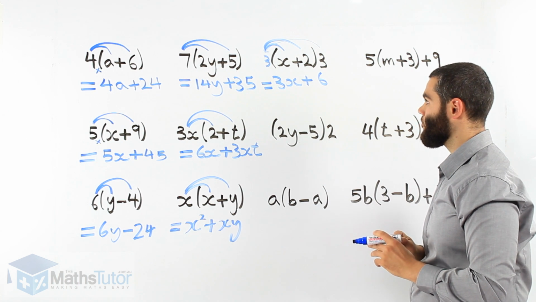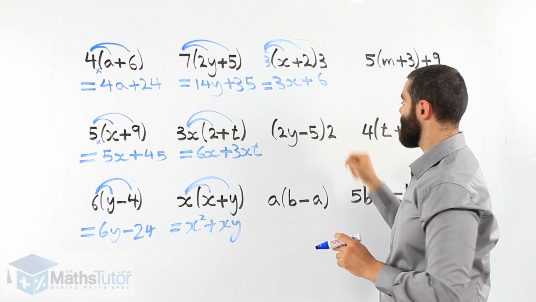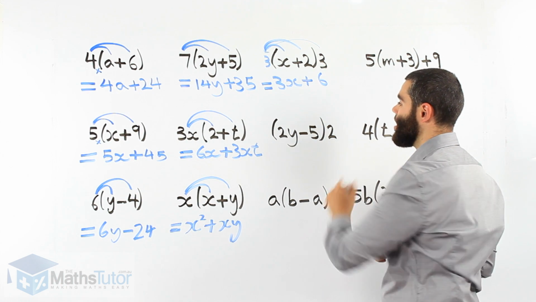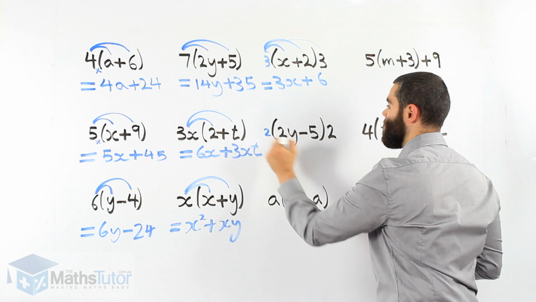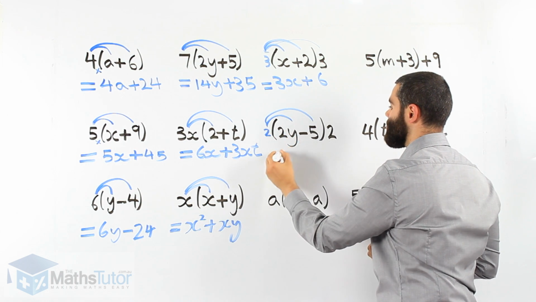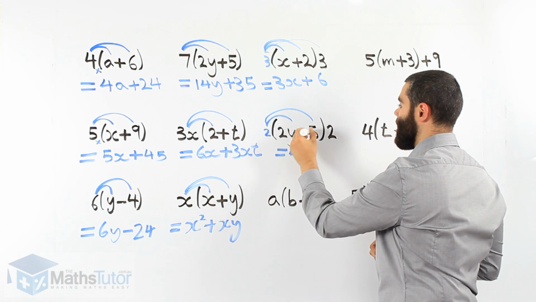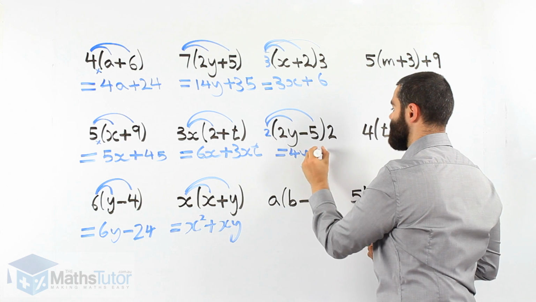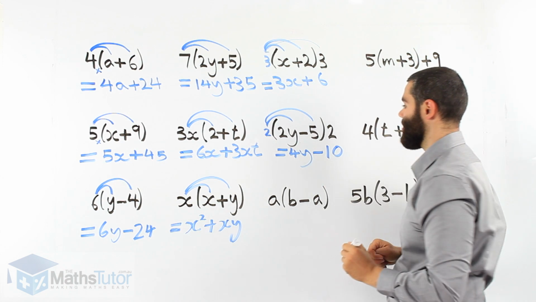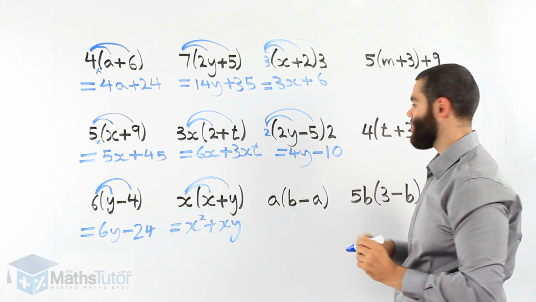Here, 2y minus 5 in brackets times 2. Again, the 2 is on the other side, just swap it over, put it on this side, and then do your multiplication. 2 times 2y is 4y. 2 times negative 5 is negative 10. Negative goes down. 2 times 5 is 10.